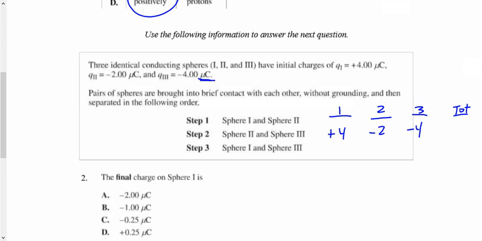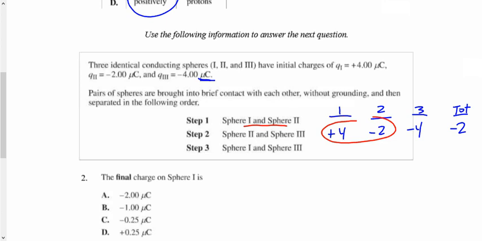Okay, what's the total charge here? Plus 4, plus 2, minus 4 gives me a total charge of minus 2. Right. Now the total charge has to remain minus 2 throughout this whole problem. Now, it says 1 touches 2. Plus 4 and minus 2.